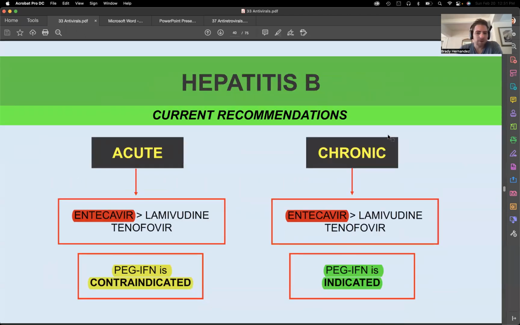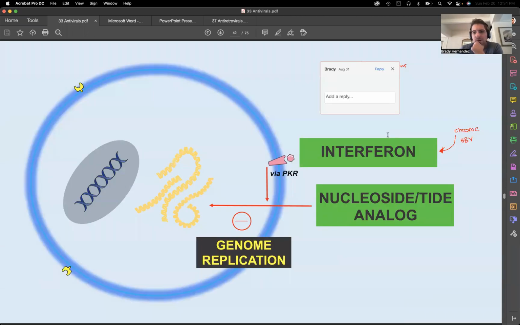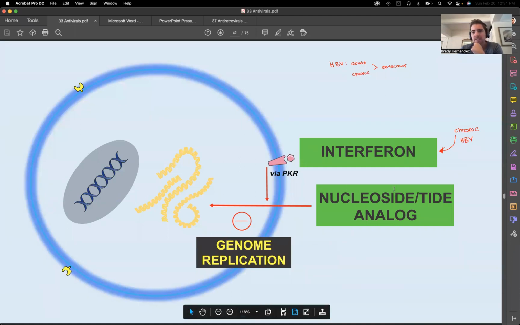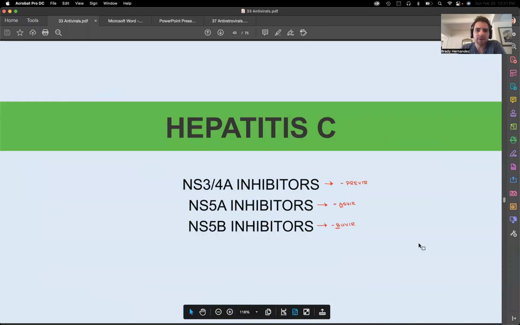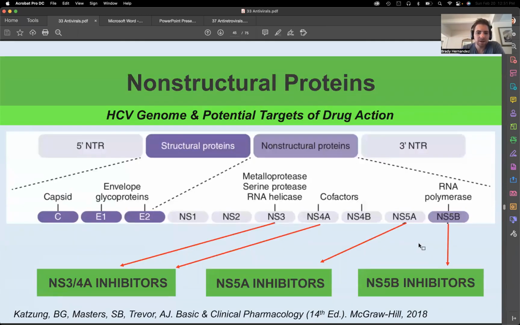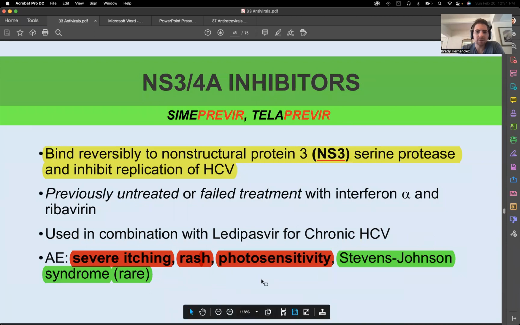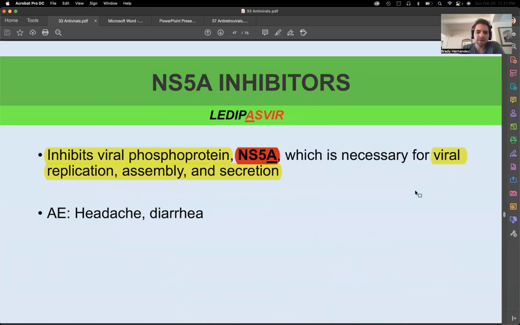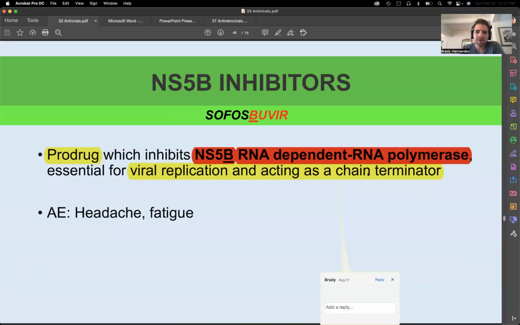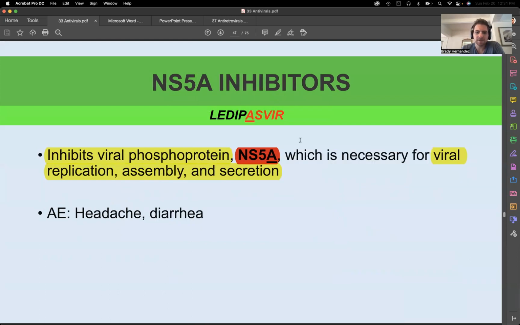I wish I had more for you guys. Unfortunately, this is just a whole lot of memorization, which is no fun. And then again, Dr. Gatos has this summary here as well. Hepatitis C is in its own category as well. So you can see these different inhibitors. Previr is the suffix here that you're looking at, and how they work in these inhibitory processes.